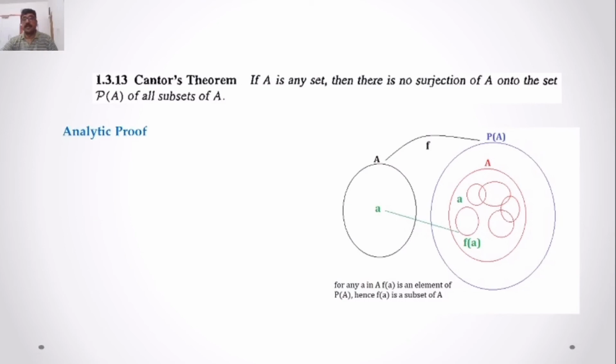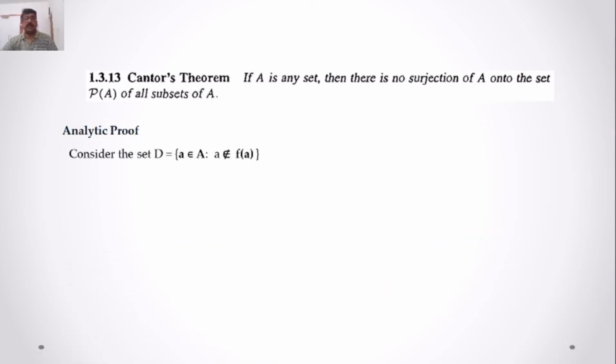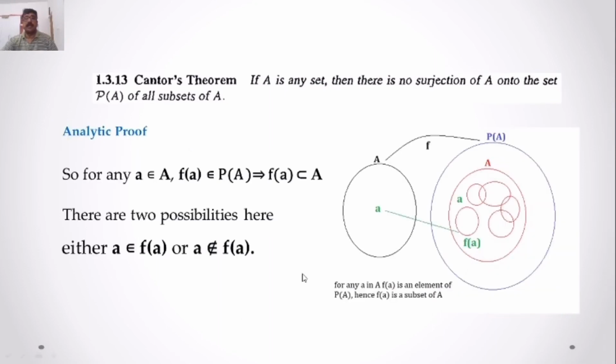So for any a if you take here, that a may be in f(a) or may not be in f(a). Suppose you take a in f(a). There are two possibilities here. If you take any a and its image f(a), which is a subset of A, an element of P(A), this a may be in f(a) or may not be in f(a).